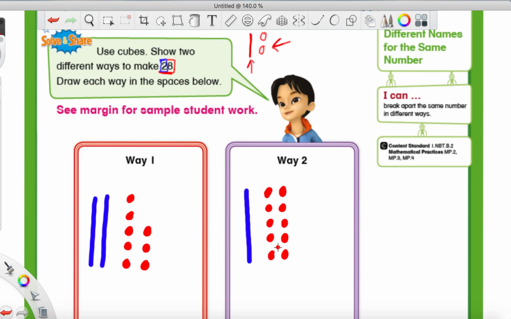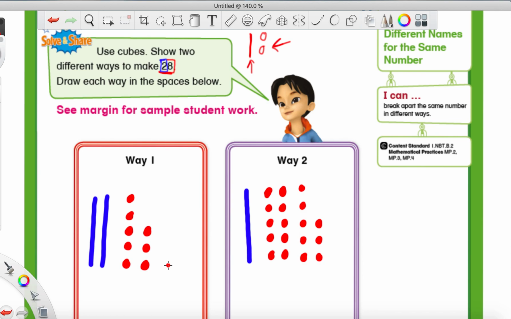Okay, but we don't have the number 28 yet. Right now we have the number 20. We have a 10 and then 10 ones. So 10, 20. And to make the number 28, we got to look back at our ones place and say, you know, how many more ones do we need? Well, we just need 8. So we can actually draw 8 more ones. 1, 2, 3, 4, 5, 6, 7, and 8.